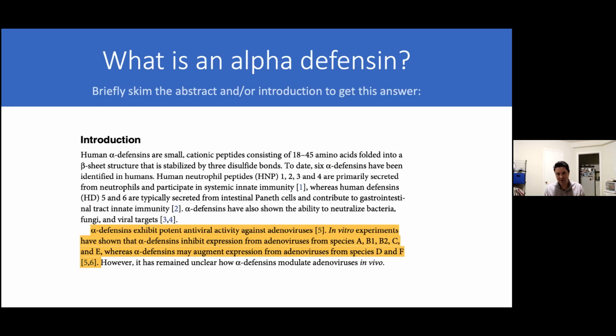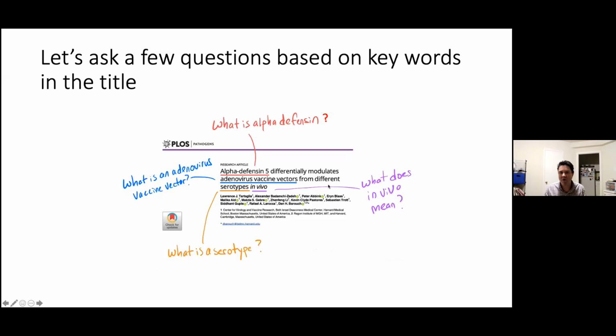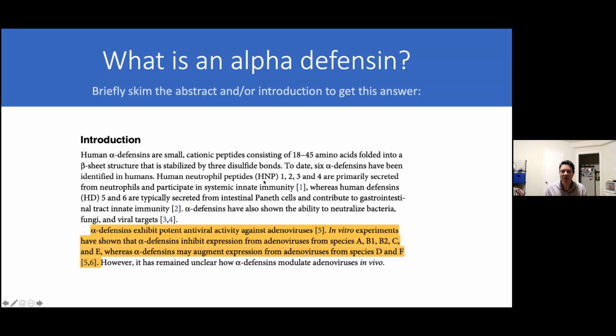I took it a step further and I went into the introduction, just into the first and second paragraph. And what you see in the introduction, especially in the first paragraph, all right, my little cursor here, alpha defensins, they're small. They're these cationic peptides. They're 18 to 45 amino acids. They have 3 disulfide bonds. It's a lot of general information about what an alpha defensin is. But remember, I'm focused on what an alpha defensin is in the context of an adenovirus vaccine vector. So I keep reading. And then the second paragraph reveals some of the information that I'm looking for.